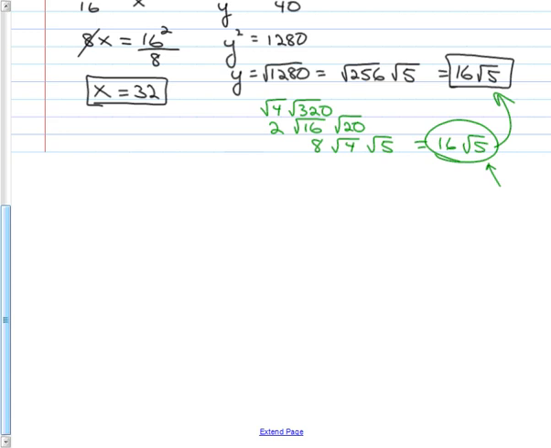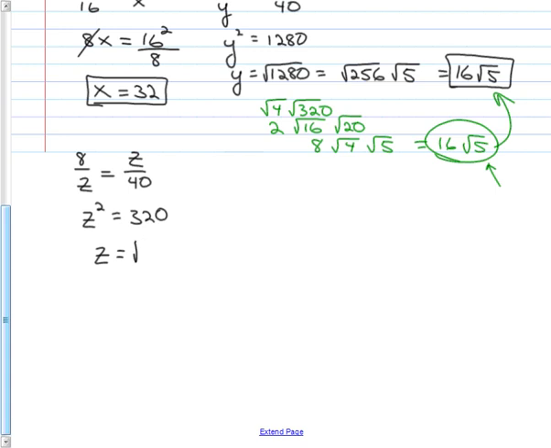Z is a leg, so it's in the means position as well. It's the geometric mean between 8 and 40, the segment next to it and the whole hypotenuse, which would be 40. So we have z squared equals 320. Oh, we've seen 320 a minute ago.